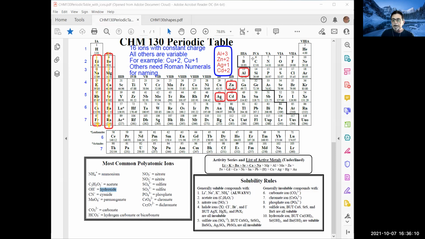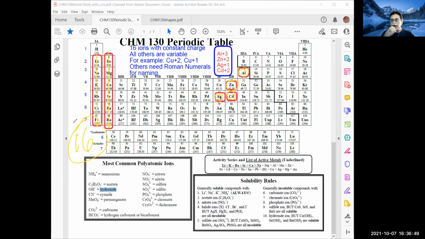Okay. 100% of the time, number 13, aluminum will always have a +3 charge. Zinc, which is diagonally to aluminum, will always have a +2 charge. Silver will always have a +1 charge, and cadmium will always have a +2. So those 4 plus the 12 of group 1 and group 2 give you 16 elements. I call them the sweet 16, so to speak, because those guys have a constant known oxidation number.